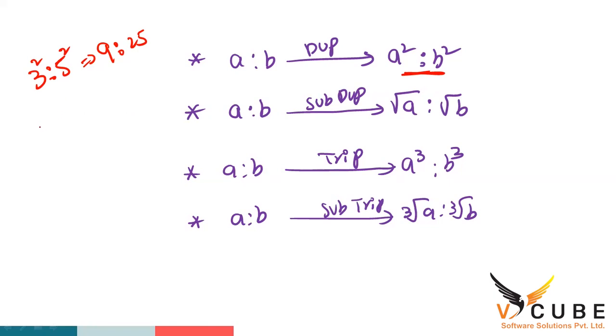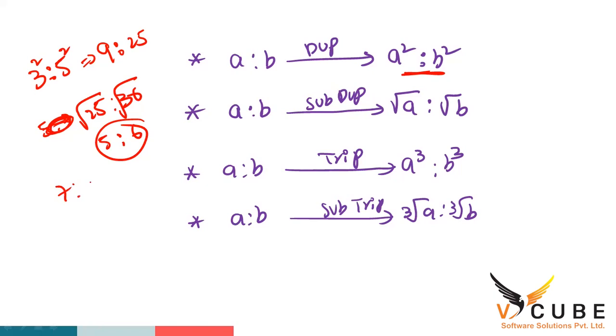For example, 25 is to 36. Find out the sub-duplicate ratio. What is the formula subduplicate ratio? So root of A is to root of B. And root of 25 is how much? 5. Root of 36 is how much? 6. Okay. So 5 is to 6 is the subduplicate ratio.